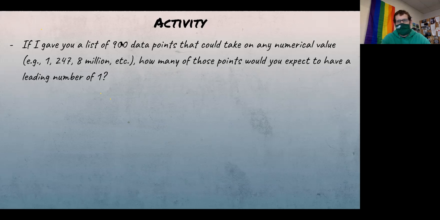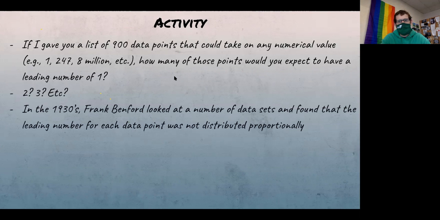And I picked 900 so that we had a nice round number to work with. So there's 9 leading digits. You can't lead with a 0. So leading with 1 through 9, 100 of them, right? Anyways, if we're looking at how many would have a leading number of 2 or 3, you'd probably expect 100 of each. So in the 30s, Frank Benford was looking at a number of data sets and found that the leading number for each data point was not distributed proportionally.